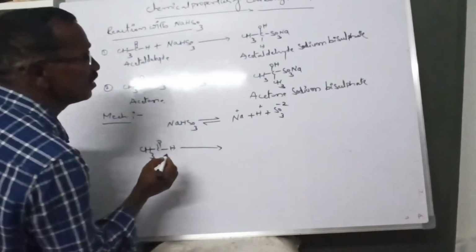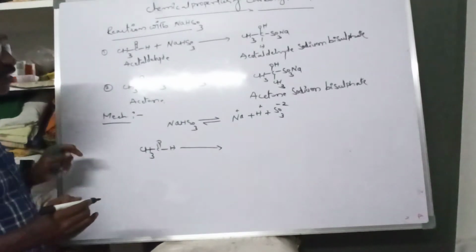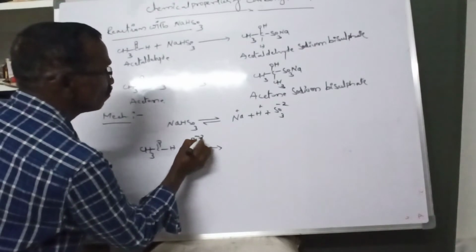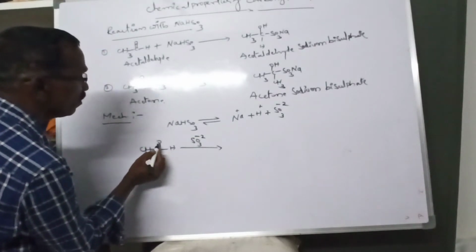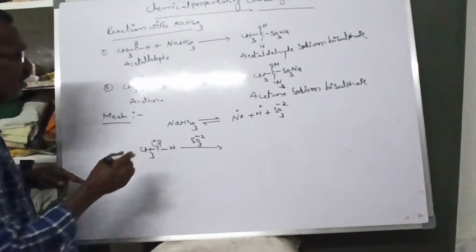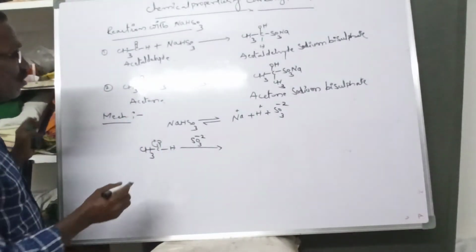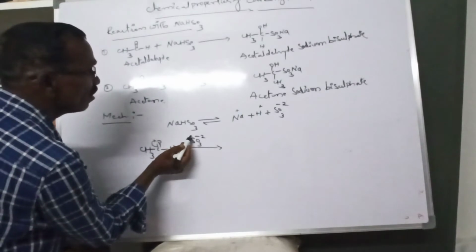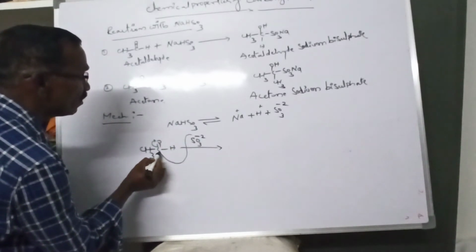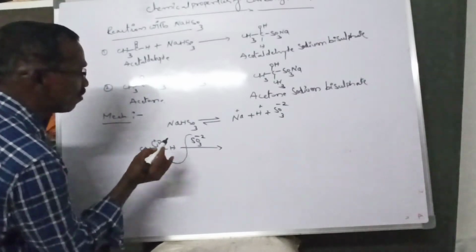Nucleophile. What is a nucleophile here? SO3 minus 2 is a nucleophile. Here also the same thing happens: oxygen is more electronegative than carbon, so the bonded electrons generally go to oxygen. So this SO3 minus 2, which is a nucleophile, further reacts with the carbonyl carbon.